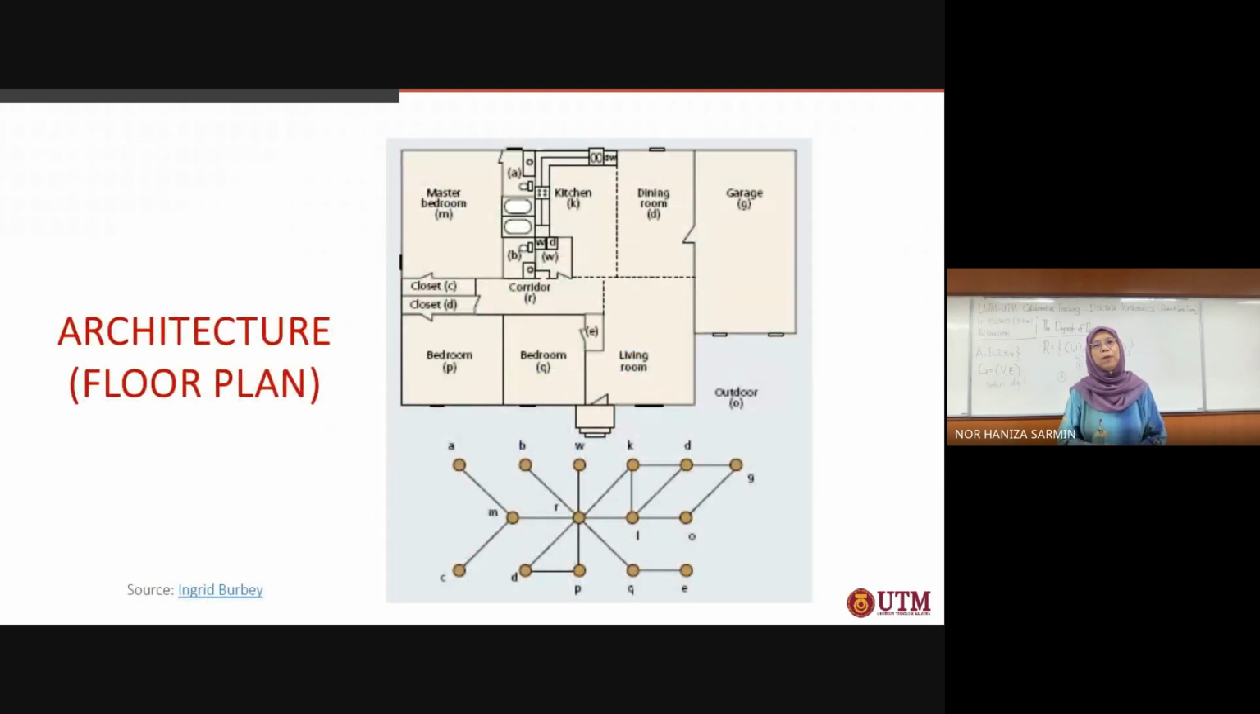For floor plans, how many of you have been to a museum? Museum Kuala Lumpur. In any museum, they plan, so that you go to each different room one time, you don't want to go back and forth. So they need to plan for the museum.